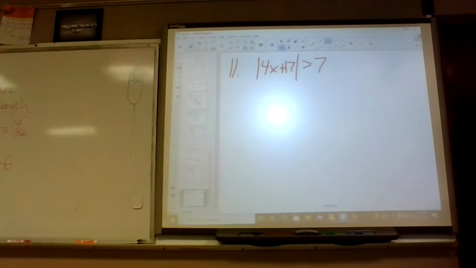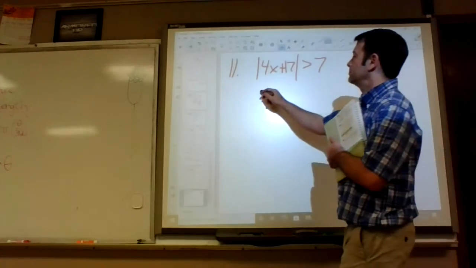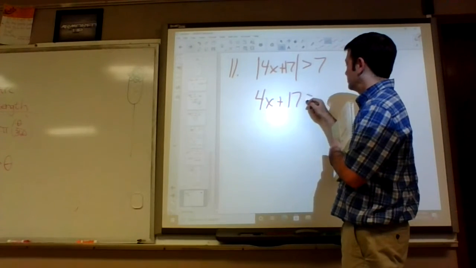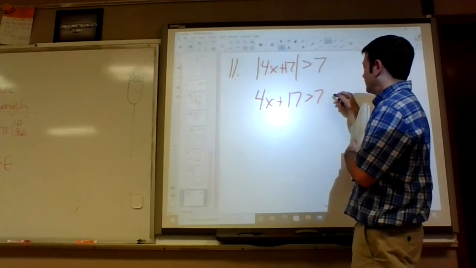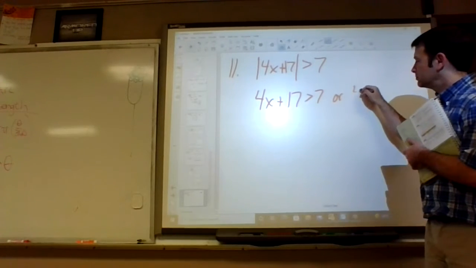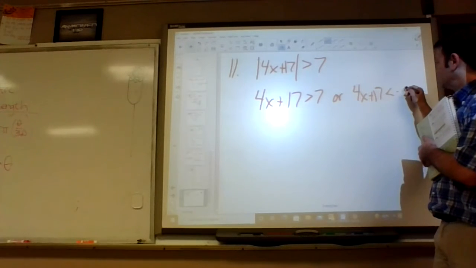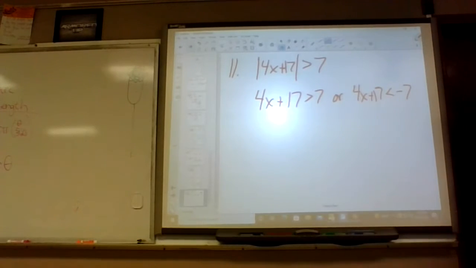We're back to number 11, a greater than again. So somebody else want to try this one? Wait, is it the "or" thing? Yeah, the greater than is the "or" thing. So like 4x plus 17 is greater than 7, yeah, looks just like that, right? Or 4x plus 17 is less than -7? Yes.